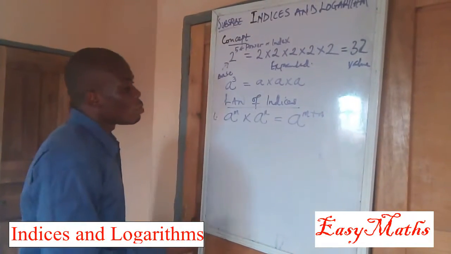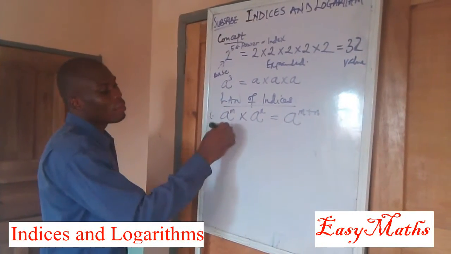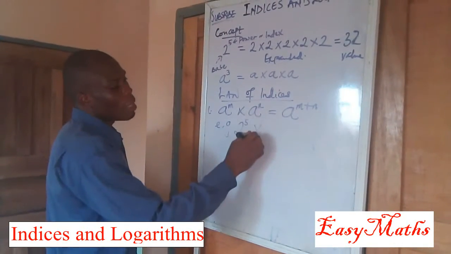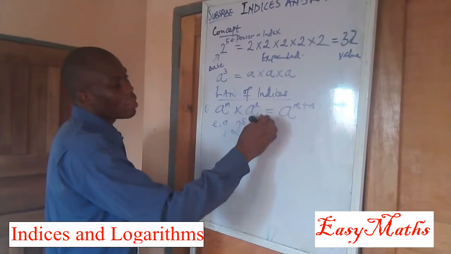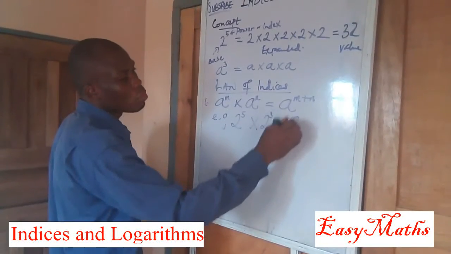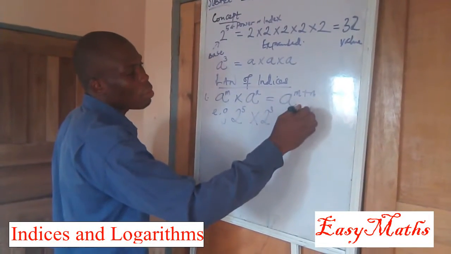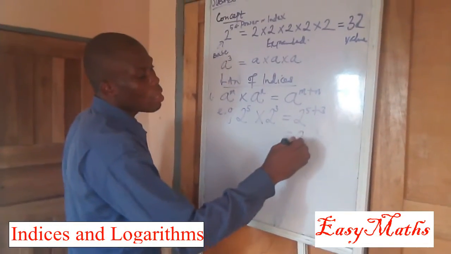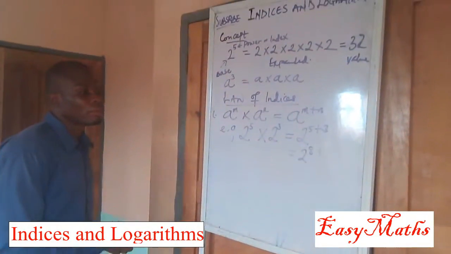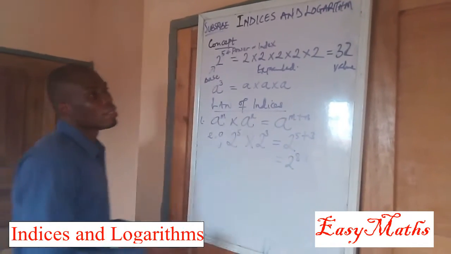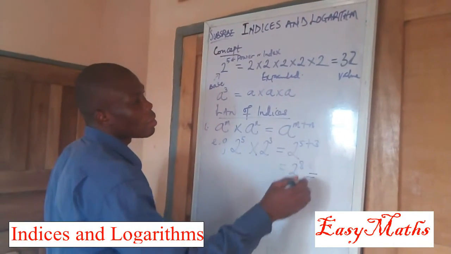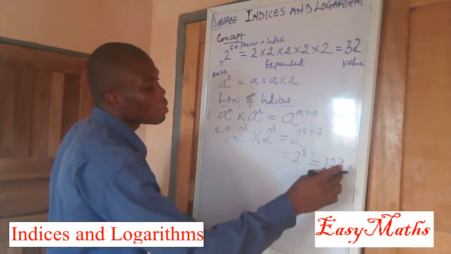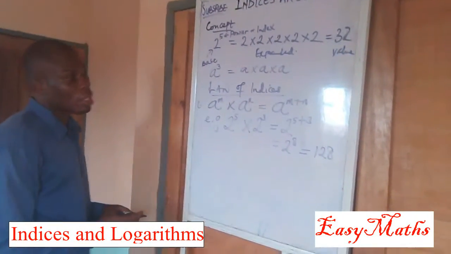So in case you have, for example, 2 raised to power of 5 multiplied by 2 raised to power of 3, which is the same thing as 2 raised to power of 5 plus 3. Hope you get that. That would be 2 raised to power of 8. And 2 raised to power of 8 is still the same thing as 128.